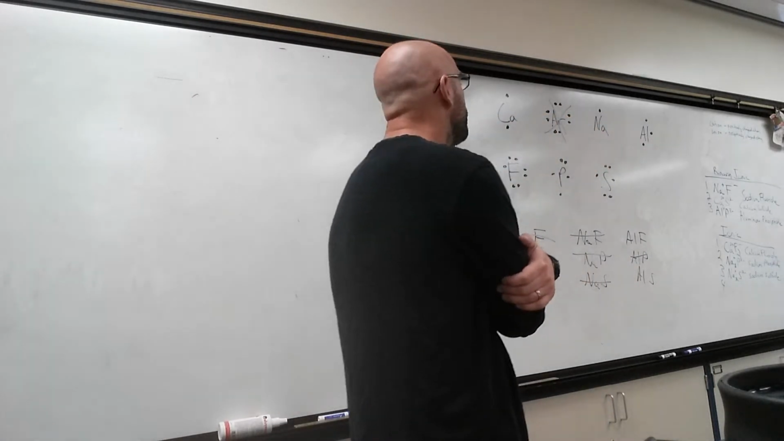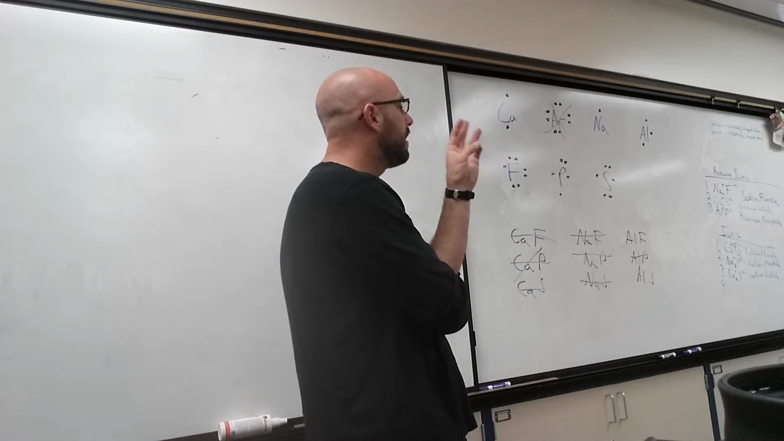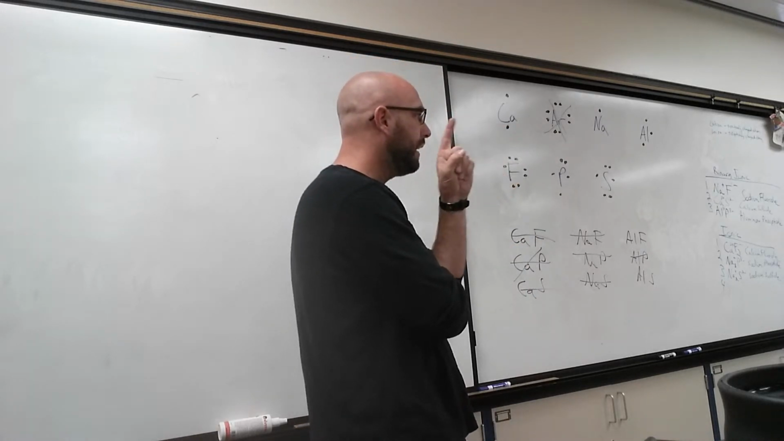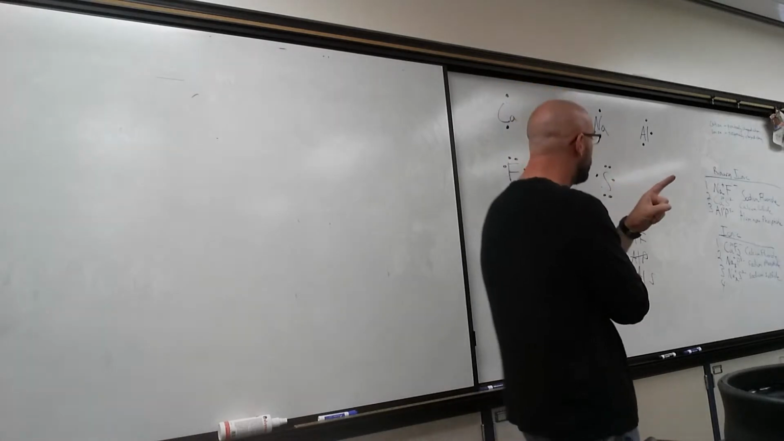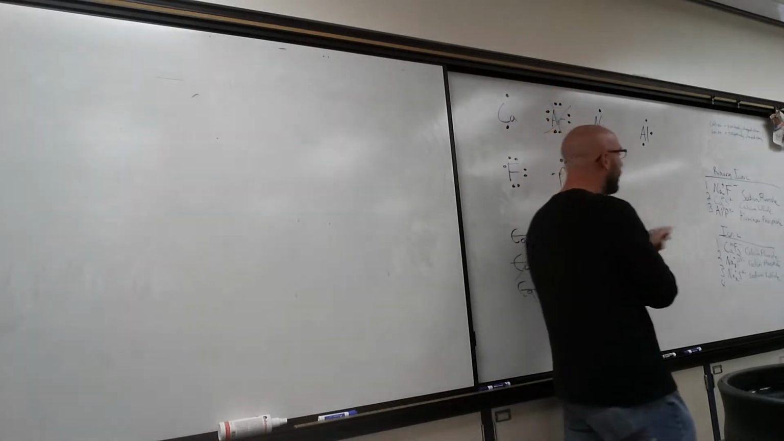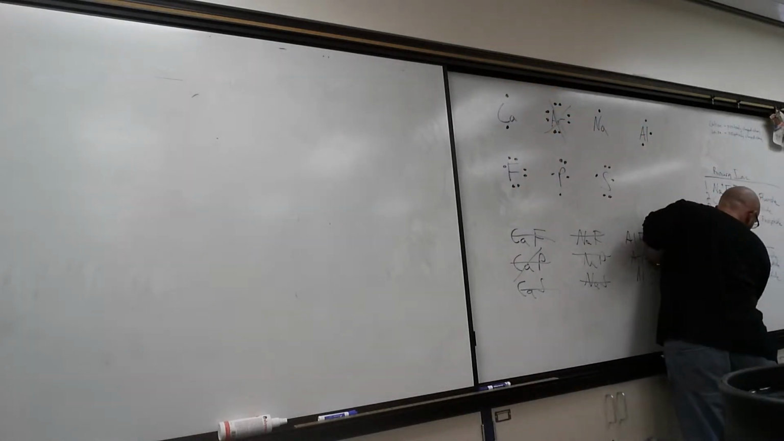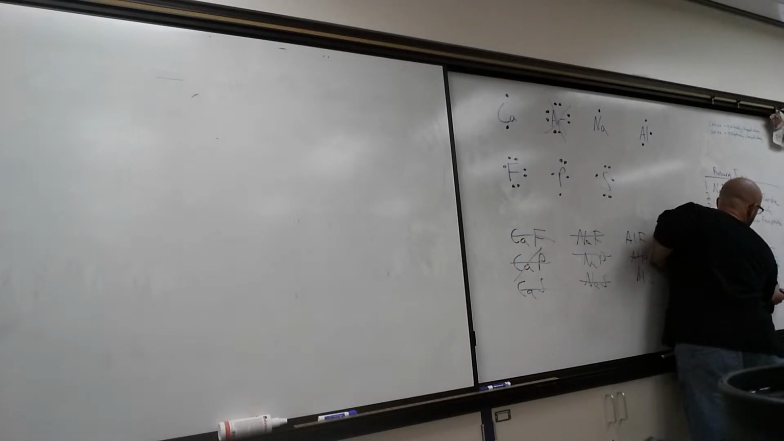And aluminum and fluorine. Aluminum needs to get rid of 3. Fluorine needs 1. Does it mean you have to have 3? You gotta have 3 fluorines. AlF3. Al is 3 plus and F minus. Aluminum fluoride. It's a little writing, sorry.